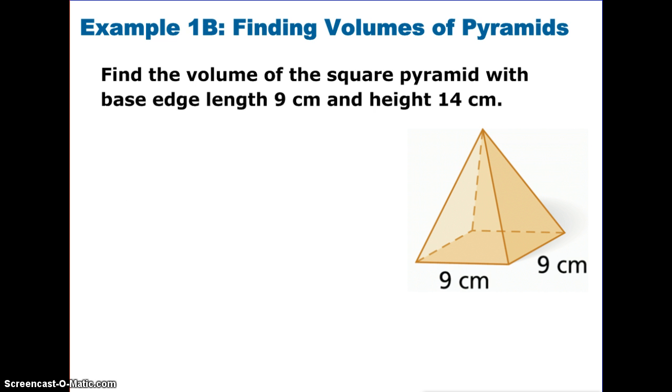Alright, so in this next picture it says find the volume of the square pyramid with the base edge length of 9 and a height of 14. Now because it's a square base, I know that all the sides are the same length. So if a side length is 9, it has to be 9 all the way around. So the first step would be to find the area of the square, which is the base of my pyramid.